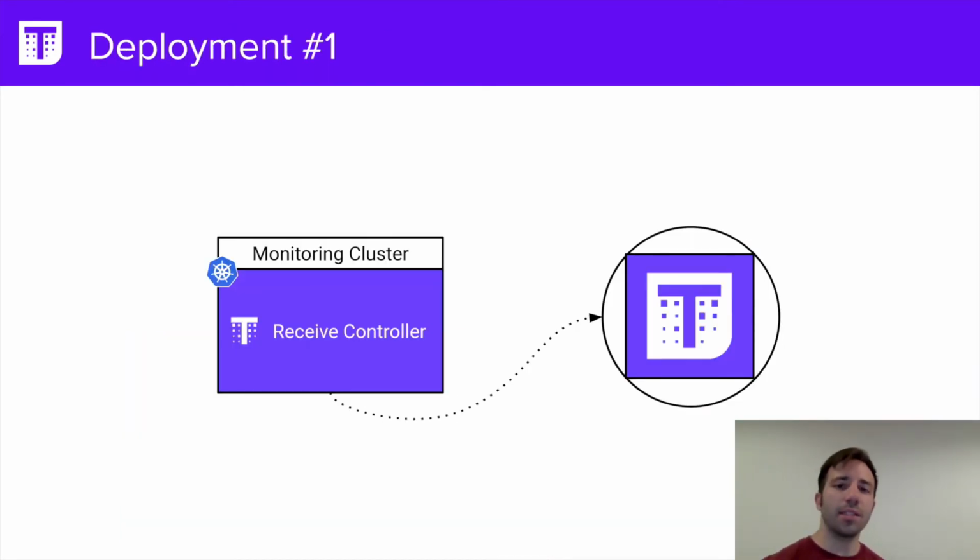With this in mind, let's consider the simplest possible deployment of a Thanos Receive hash ring that's automated on Kubernetes. The deployment would include one Thanos Receive controller replica managing the configuration for one single Thanos Receive hash ring that contains only one replica.